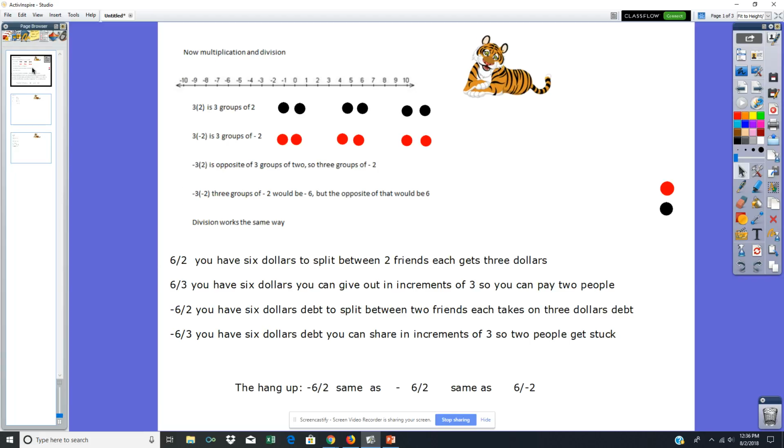Please try to take a look at it according to a number line and groups of things when you're looking at multiplication and division.